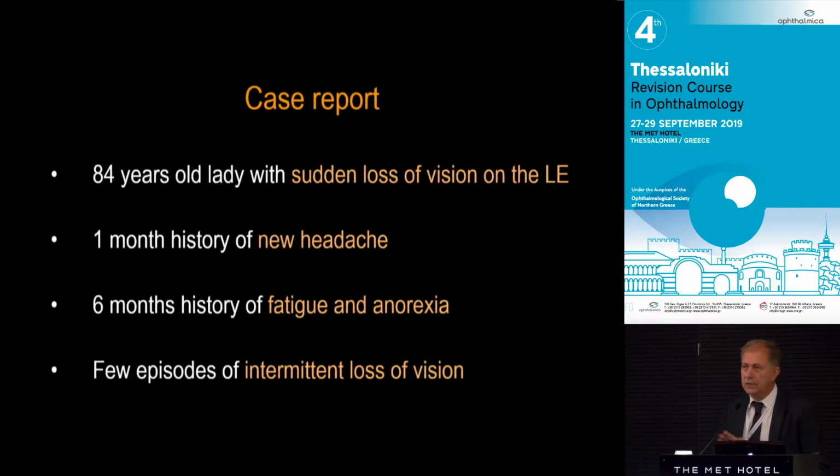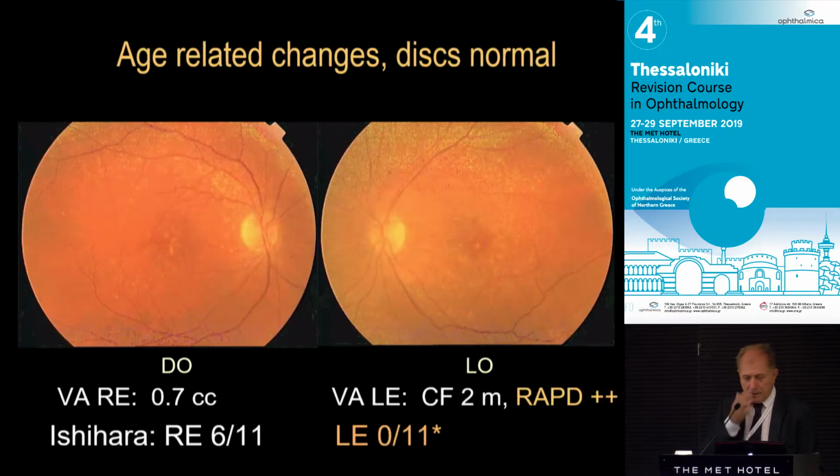And she told us that she had 1 month of new headache with 6 months history of fatigue and anorexia. She also told us that she had a few intermittent losses of vision, and the vision came back after that. So sort of amaurosis fugax, whatever you want to call it. When you look at her fundi, it's really not much to see. It's an 84-year-old fundus, nothing really there.